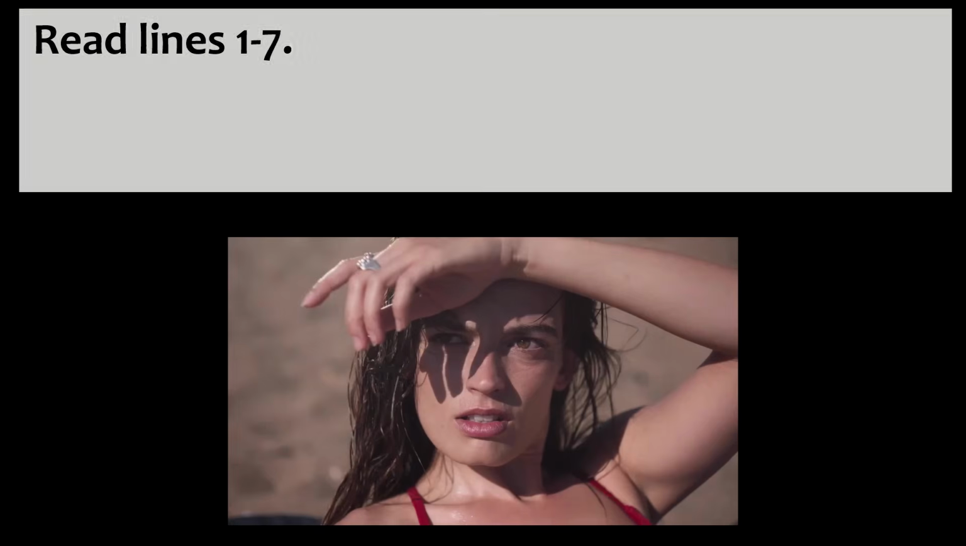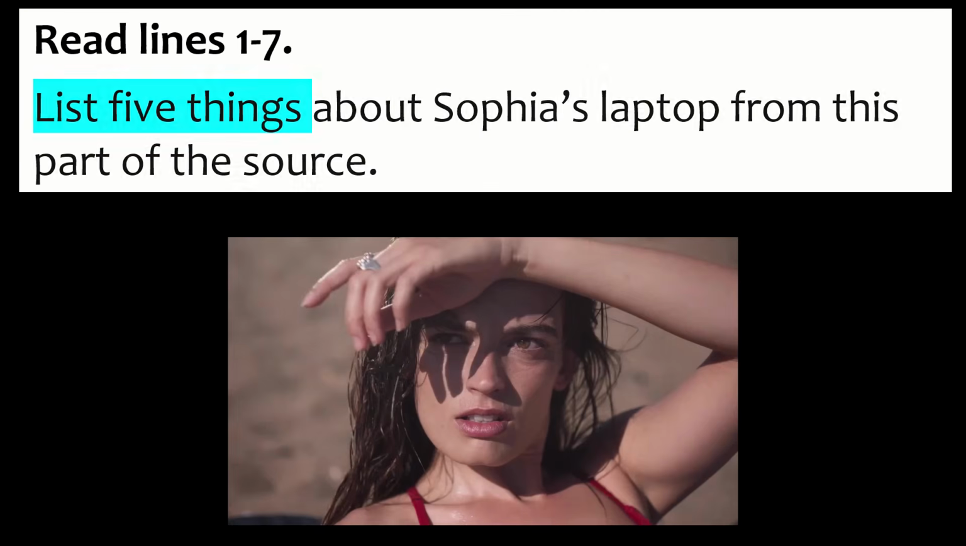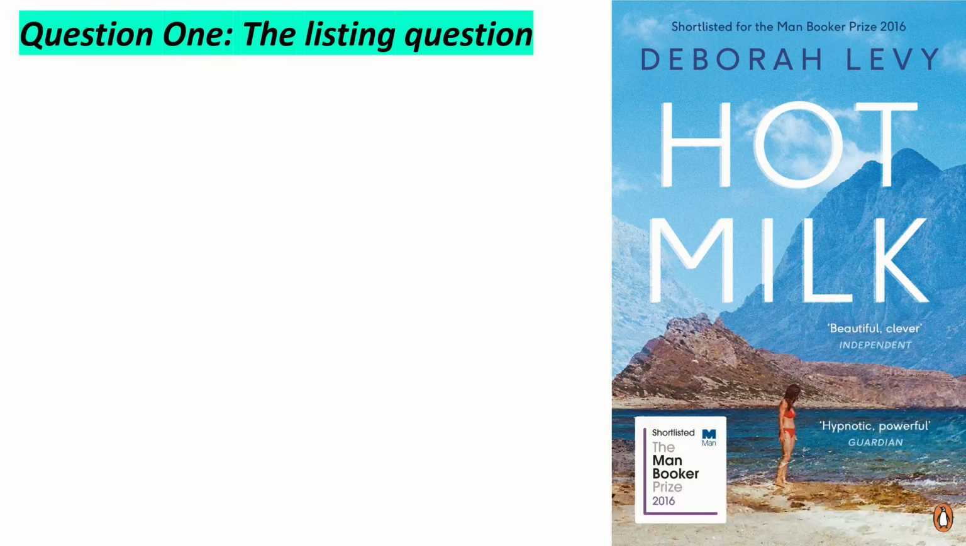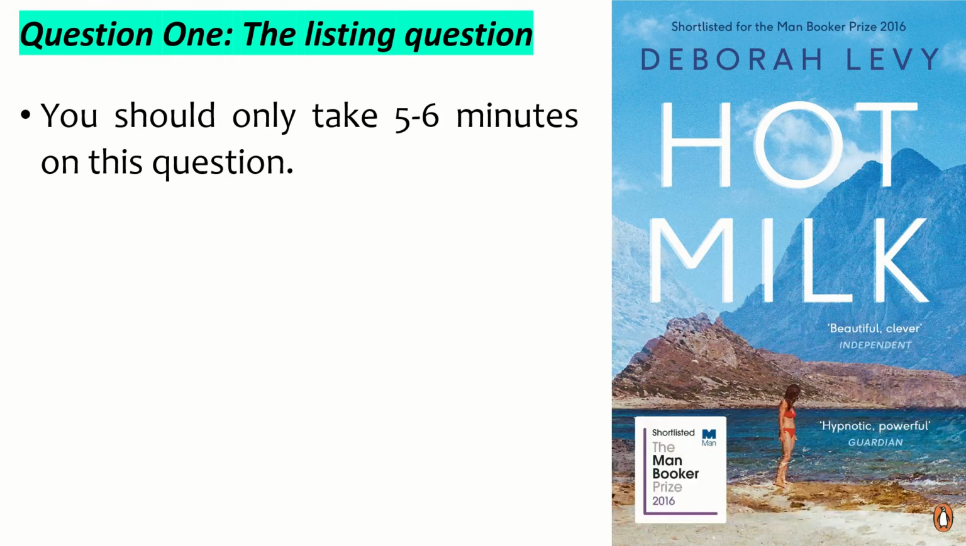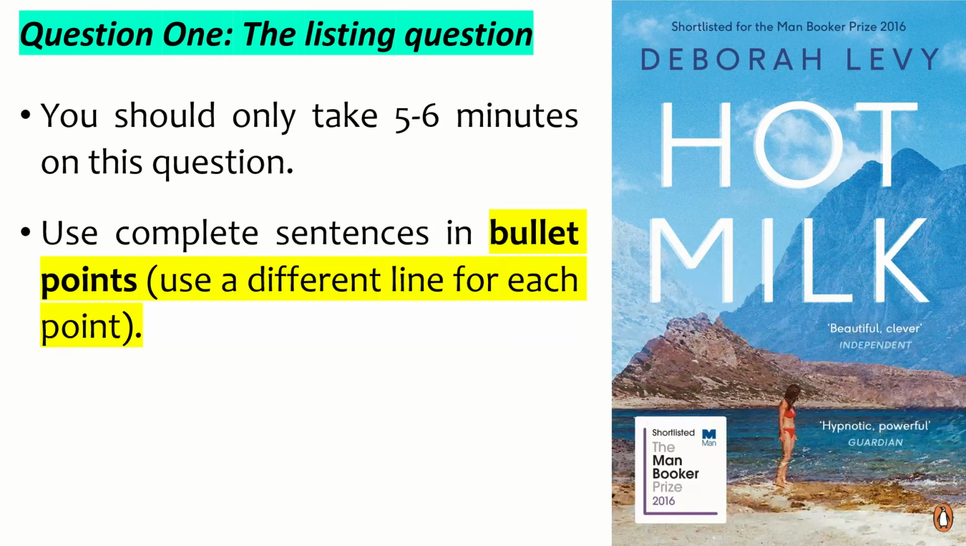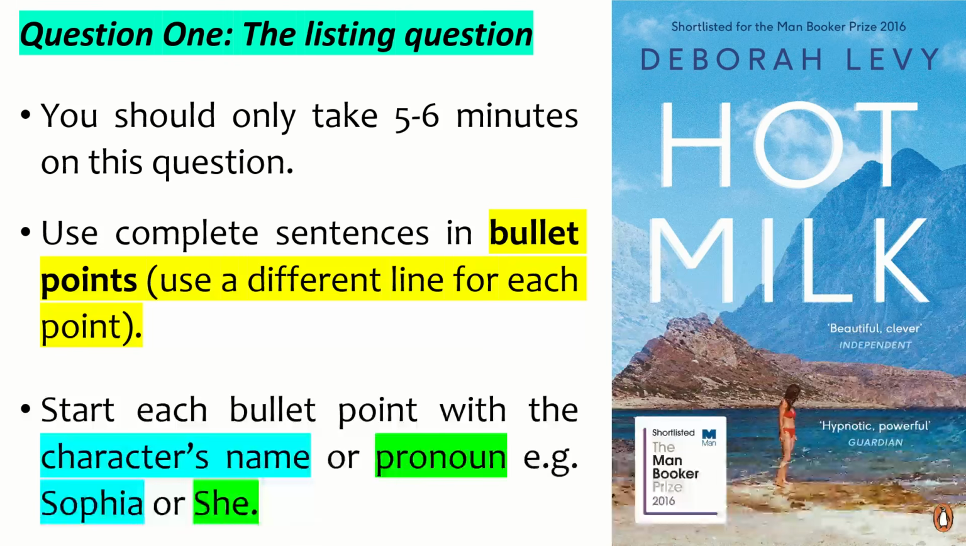Question 1 will always be list. So in this one, it's read lines 1 to 7. List 5 things about Sophia's laptop from this part of the source. So that's just an example of the listing question. It should take you 5 or 6 minutes. You need to use complete sentences and bullet points, and use a different line for each point. And you need to start each of your bullet points with either the character's name or a pronoun. So in this case, Sophia or she.